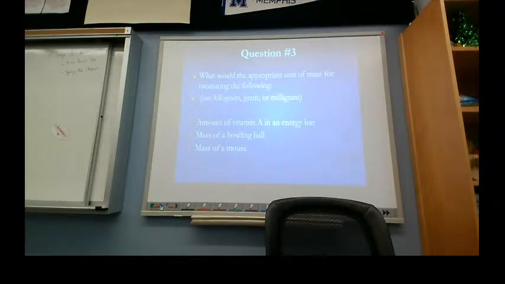All right, so we have the first two that came in. We actually have some varying answers, so we'll make sure that we take a minute to talk a little bit about that. So here's what we have. The first one that came in, the amount of vitamin A in an energy bar, we had gram, the mass of a bowling ball, kilogram, and the mass of a mouse, milligram. And then we have some other ones coming in here.